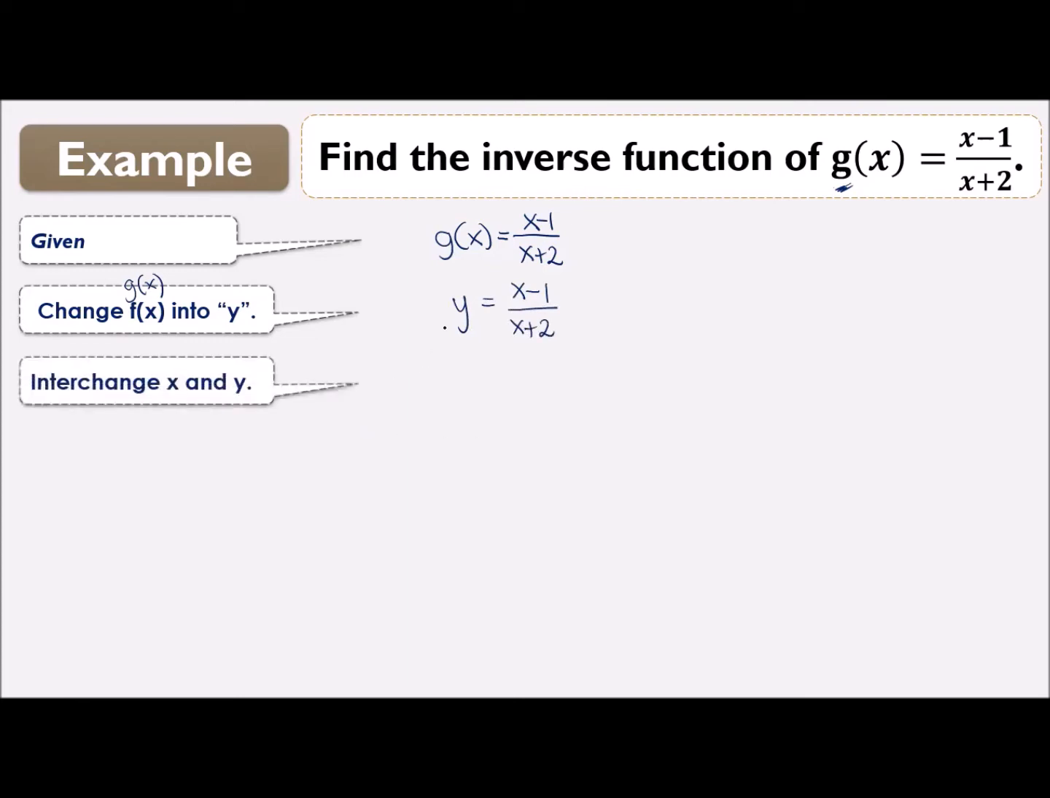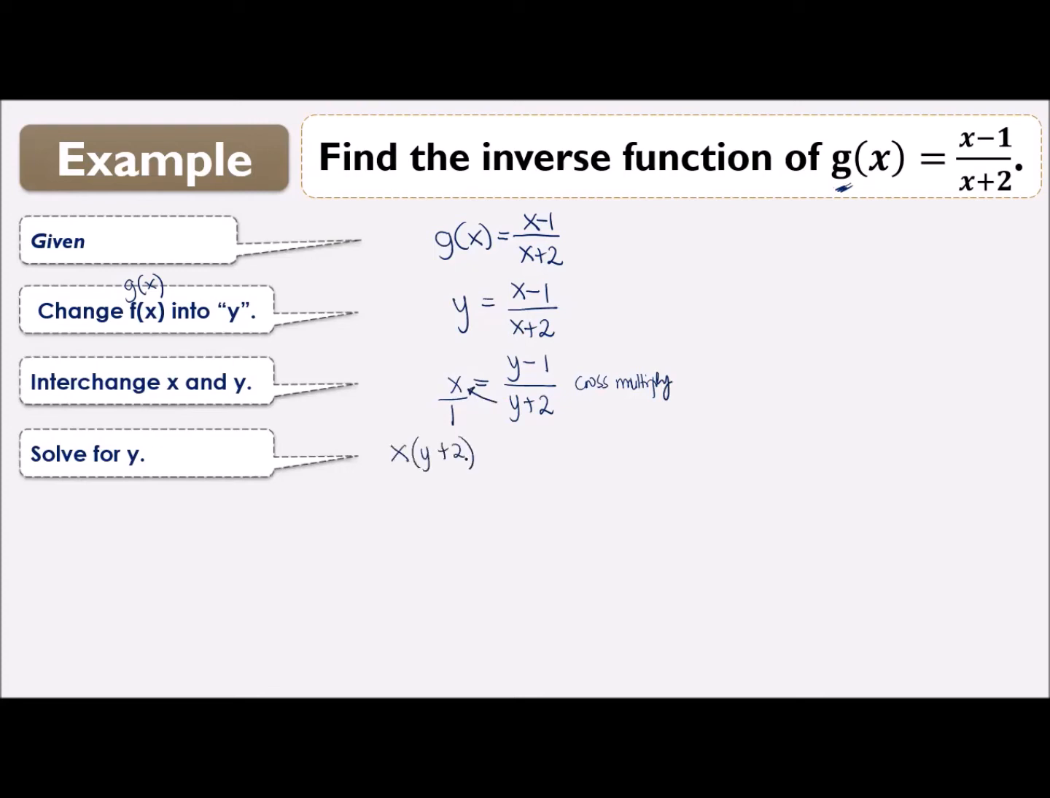And then, interchange x and y. So, lahat ng y magiging x, lahat ng x magiging y. And then, solve for y na po. Dapat yung y ulit ang matira sa isang side. So, katulad ng ginawa natin kanina, over 1. And then, our goal here is to cross multiply. So, x times y plus 2 is equal to 1 times y minus 1.